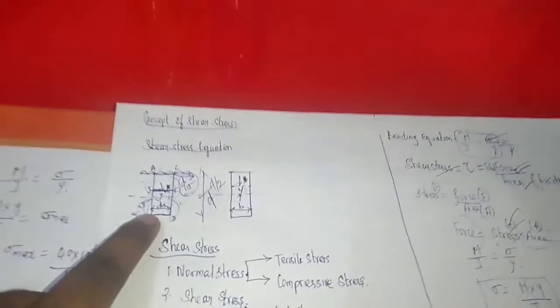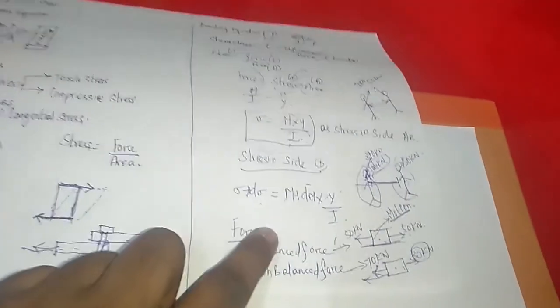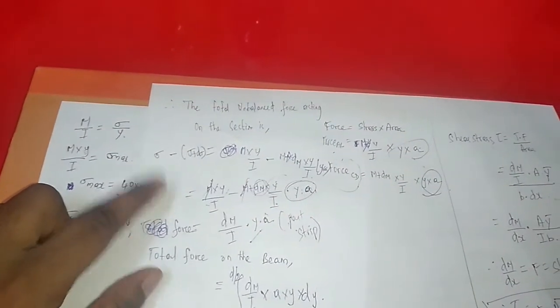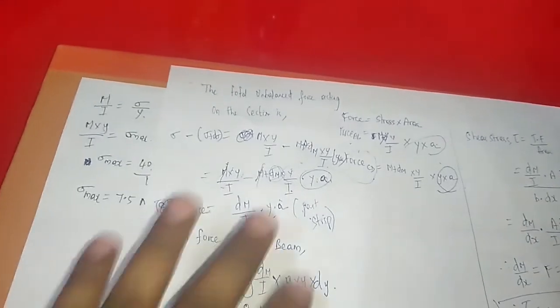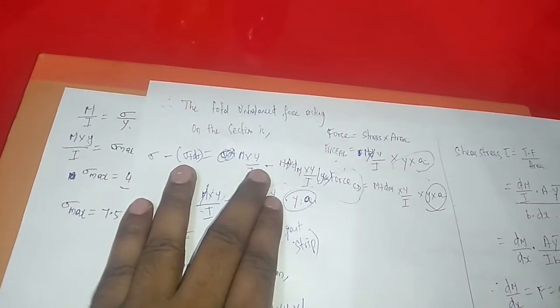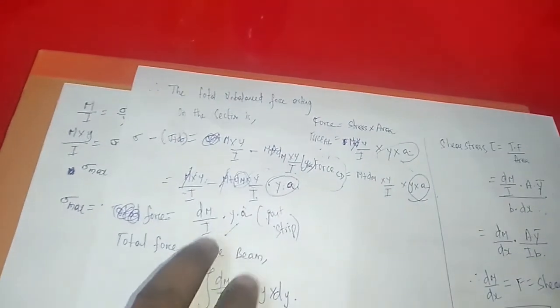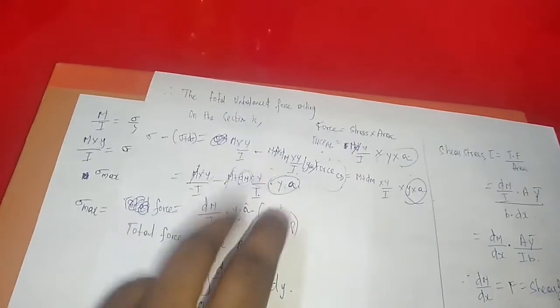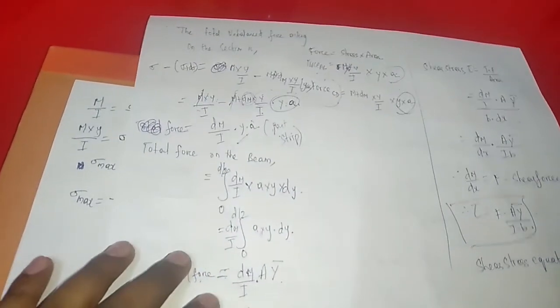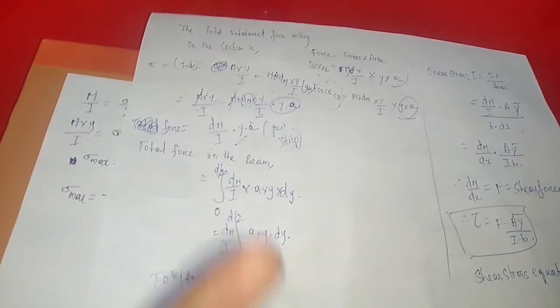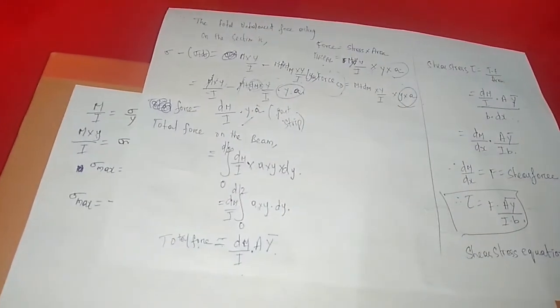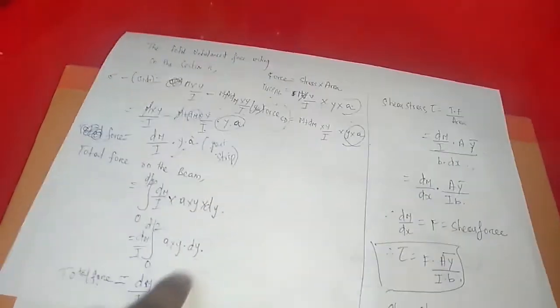So we have found the stress at AB and the stress at CD, and I have explained what balanced force and unbalanced force are. The total force will be the unbalanced force, obtained by subtraction. The total force is nothing but dM by I into y into a for a particular strip JK. To find the total force on the beam, you integrate this equation, and you get dM by I into A y bar.